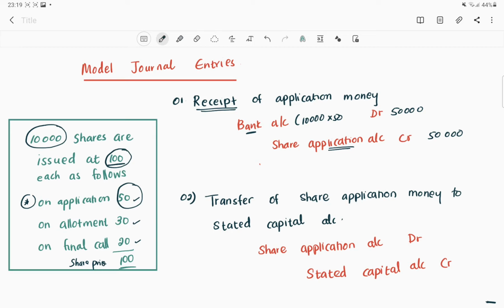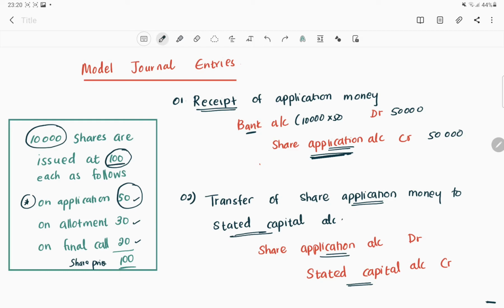Upon receiving the money for the application, you can then transfer the share application amount to the share stated capital account. Whatever amount has earlier been sent to the share application account, now we are going to remove it from there. So you are debiting the share application account and sending that to the stated capital account. Literally at the end of the day, this credit entry would be cut off by this debit entry, and finally the bank account would be debited and the stated capital account would be credited.